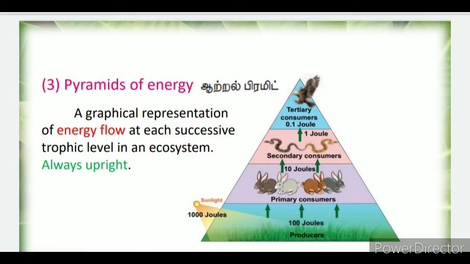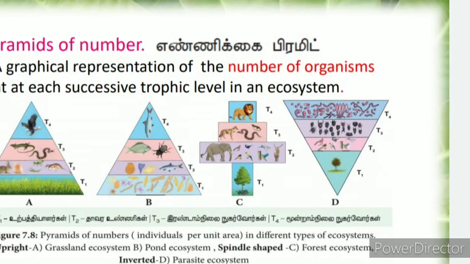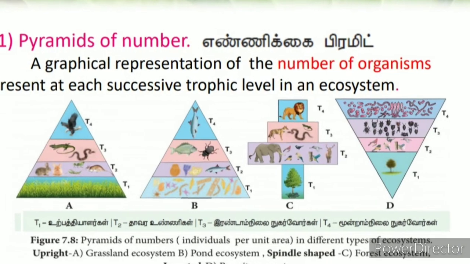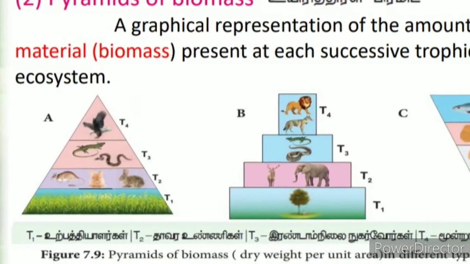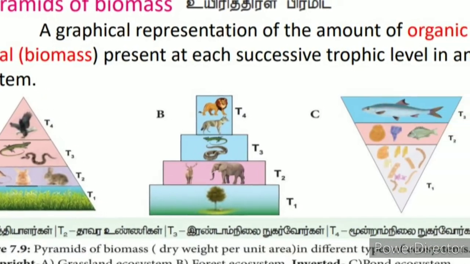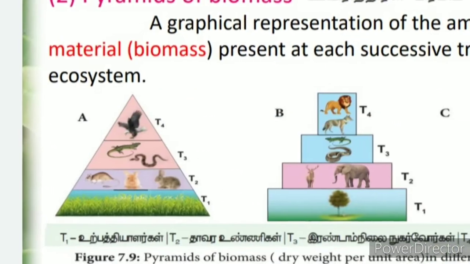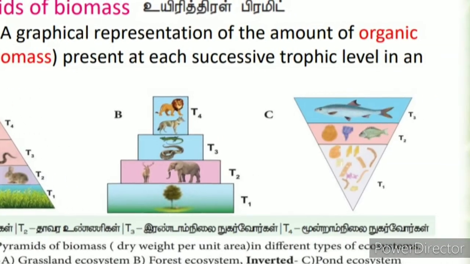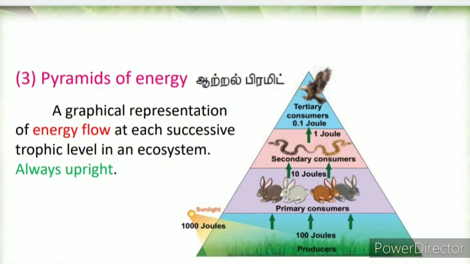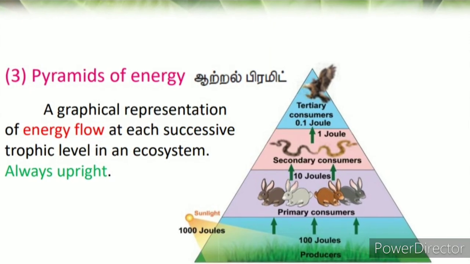So, which pyramids are upright? Pyramids of number in grassland and pond ecosystem are always upright. Similarly, pyramid of biomass in grassland and forest ecosystem are also upright. Then pyramid of energy is also always upright.